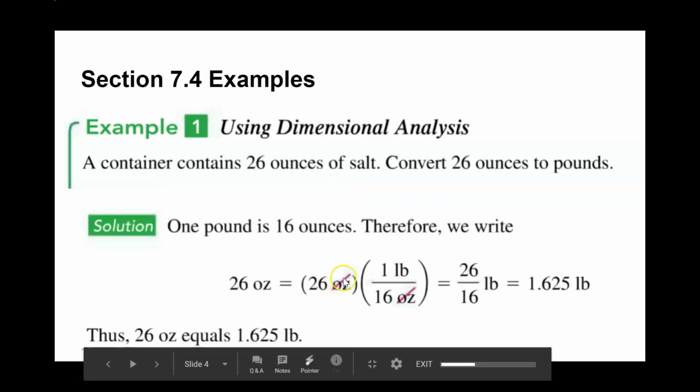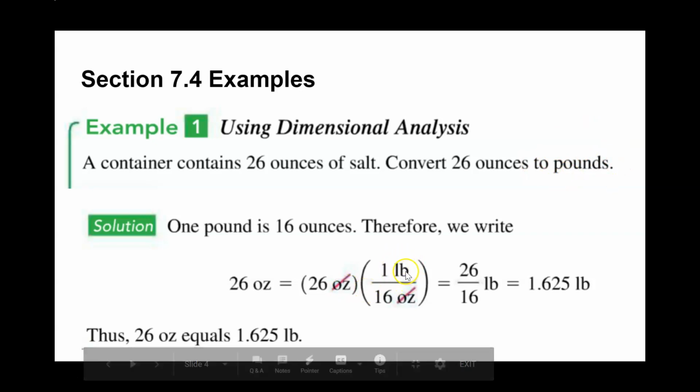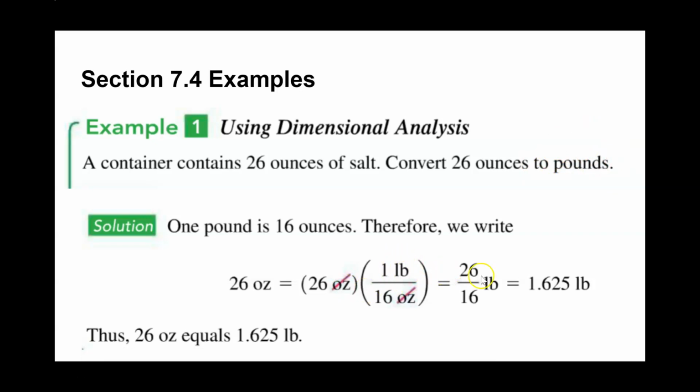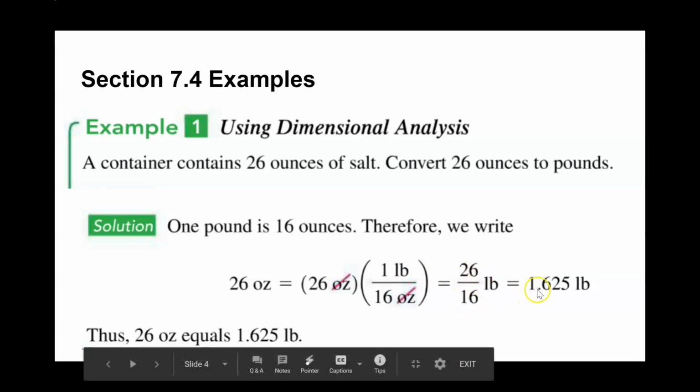So they didn't set it up as a cross method, but again, it'll be the same thing. If I put a cross right down here and then put it through here, this ounces crosses out with this ounces. That's what you want to do. You want these ounces to go away because we're trying to get to pounds. So the only thing left over is pounds on top, and that's what we're looking for. So we take the 26 divided by 16 and get 1.625.